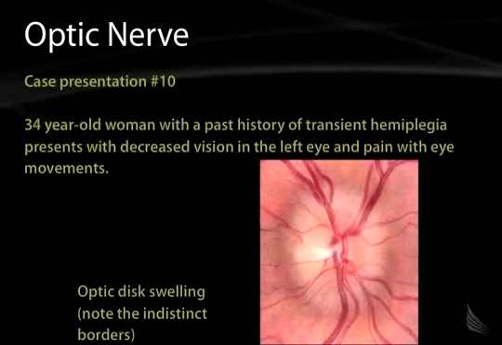The next section is the optic nerve, and we have a case presentation to start it out. A 34-year-old woman with a past history of transient hemiplegia presents with decreased vision in the left eye and pain with eye movements. When we look in the back of her eye, we see this optic nerve appearance, which is different. It looks swollen. The borders of the nerve are indistinct and fuzzy, and the nerve looks elevated.